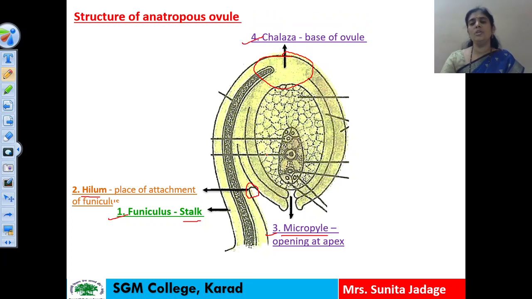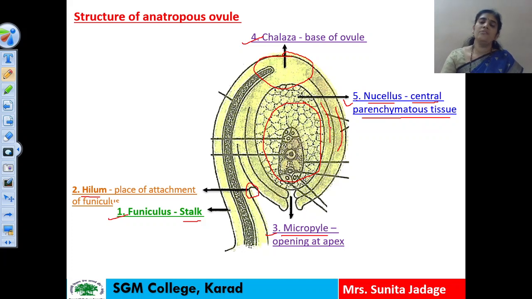Inside the ovule, this is the largest part, known as the nucellus, which is made up of parenchymatous tissue. So the fifth part of this anatropous ovule is the nucellus, the central parenchymatous tissue. Inside this nucellus the embryonic structure is present, and outside the nucellus you can see two coverings, the inner covering and the outer covering. First of all we have to see the structure of these coverings.